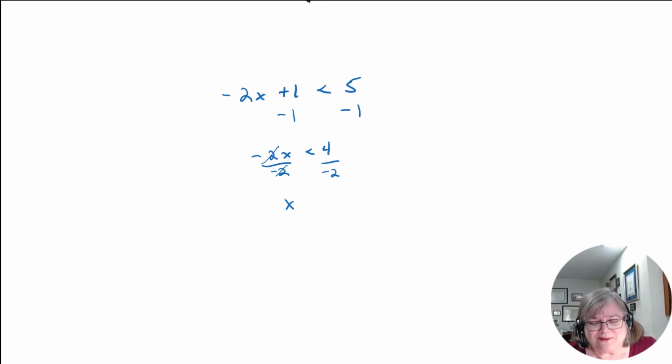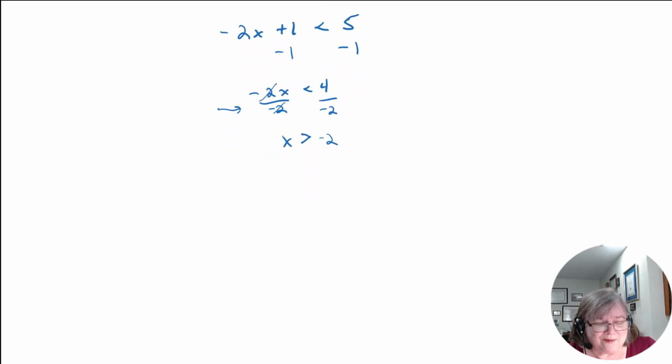All right. A positive 4 divided by a negative 2 is a negative 2. But here's my question. Is it still less than? Would I get full credit if I left it like this? No, because right here you multiplied or divided, you divided in this case, by a negative, and you are the only one that's going to remember to reverse this inequality. No one's going to remind you. So this has to be clear in your mind.